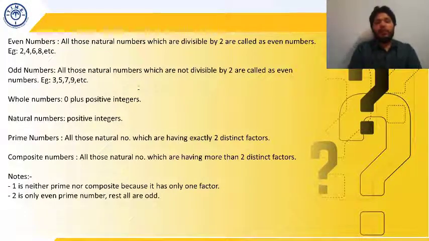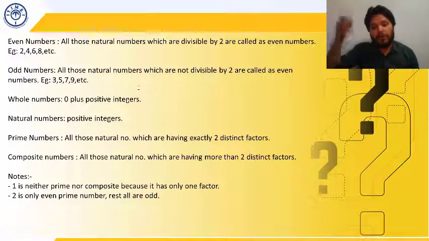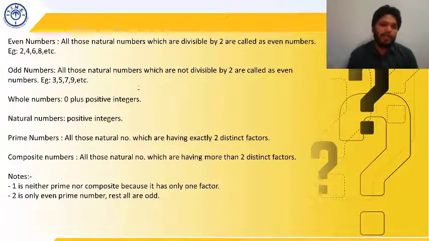Next note, 2 is the only even prime number, rest all prime numbers are odd. So 2 is the only even number which is prime. There is no other even number except 2 which is prime. So what is the list of primes? 2, 3, 5, 7, 11, 13, 17, 19, 23, 29, 31, 37, 41, 43 and so on. There are so many prime numbers, but 2 is the only even prime, and the rest of them are all odd.